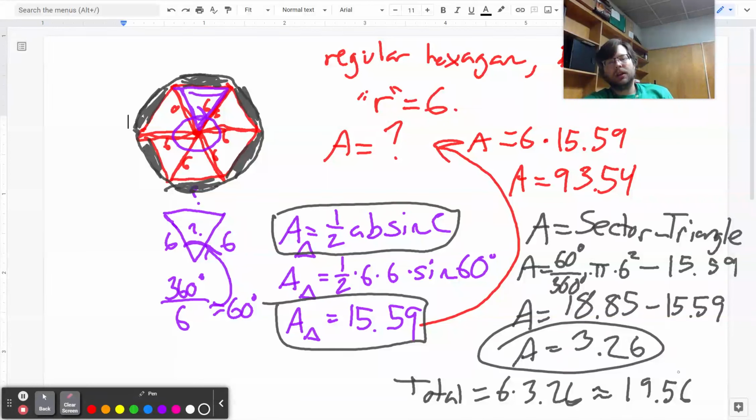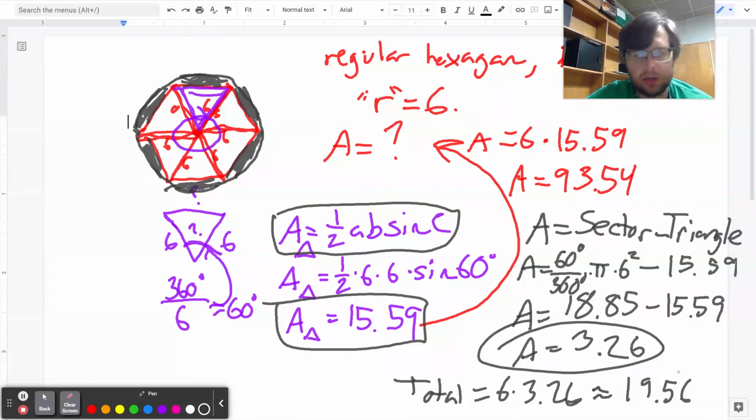So just be careful. There are probably going to be some tricky problems like that. So make sure that you're using your formulas, cutting the shape up into different pieces that you are familiar with.